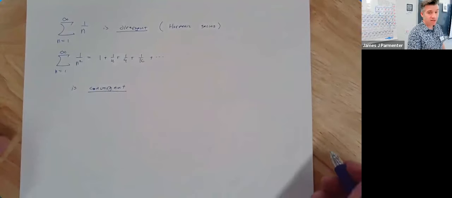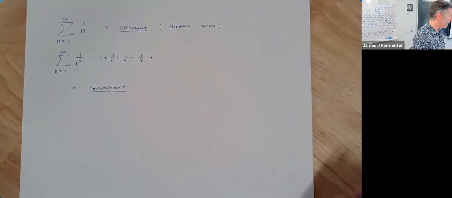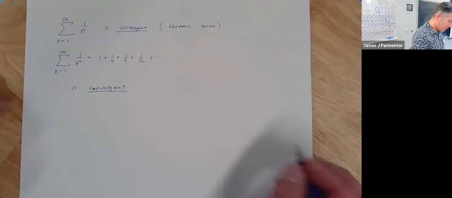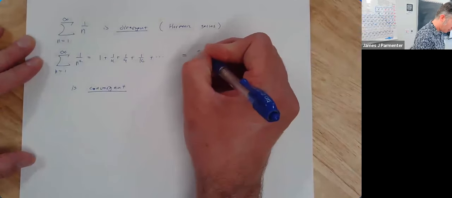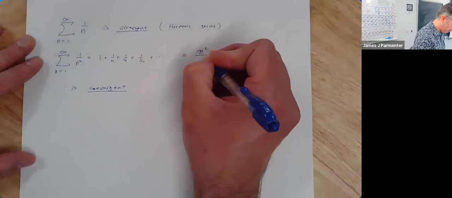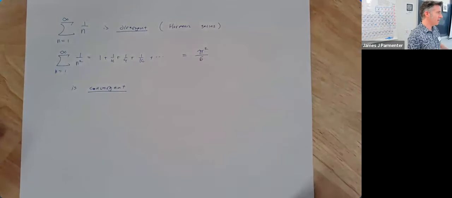You're not expected to know what this converges to, but I will tell you anyway because it's neat. This converges to pi squared divided by 6. And there are some funky ways of showing it. Again, you don't need to know that. I'm just telling you because it's neat. Later on, your teacher is definitely probably going to ask you if this series converges. He's almost decidedly not going to ask you what it converges to.